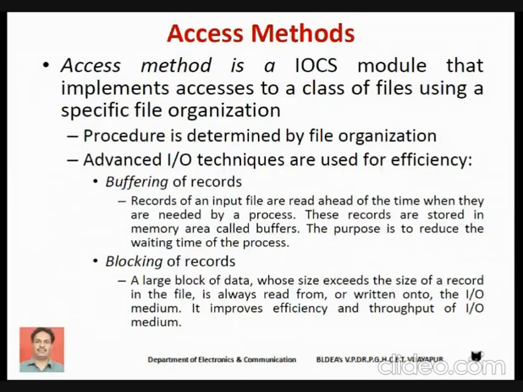And we have the second option called blocking of records. In blocking of records, a large block of data whose size is even more than the size of a record is read in advance. In buffering, only a few records are fetched in advance and stored in the buffers. But in blocking, a large block of data whose size exceeds the size of the record of the file is read in advance, or it is written while performing a write operation.